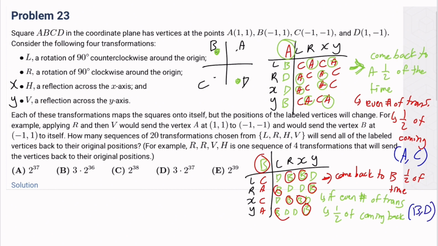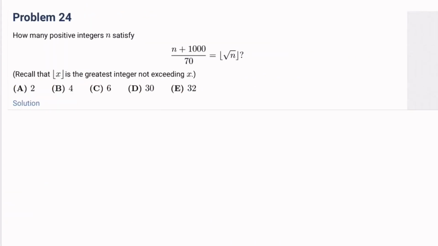And so in total, since we have 20 transformations, and that is an even number, we have a half chance of A and C coming back, and a half chance of B and D coming back. But then since we have 20 transformations and 4 to choose from, we also have to multiply this by 4 to the 20th power. So this is 4 to the 19th power, and this is equal to 2 to the 38th power. So the answer is C.